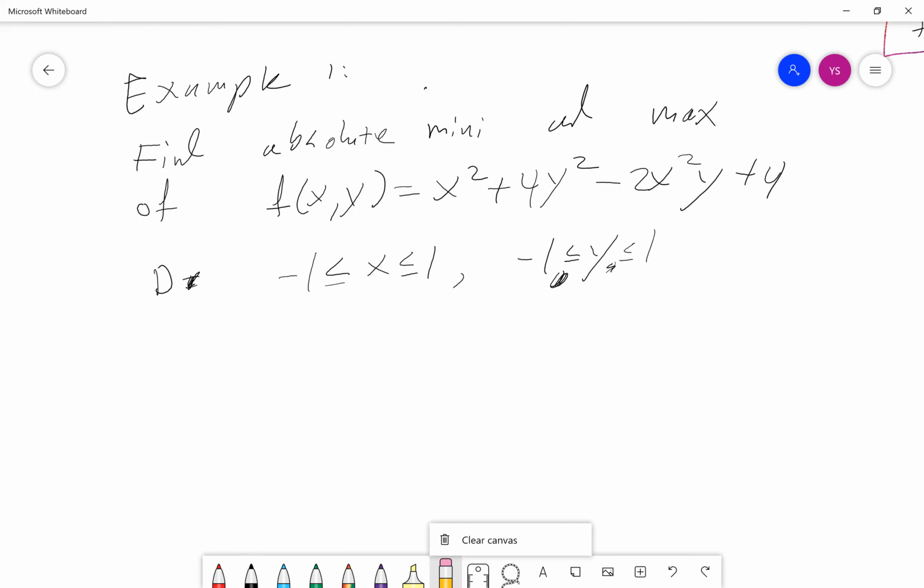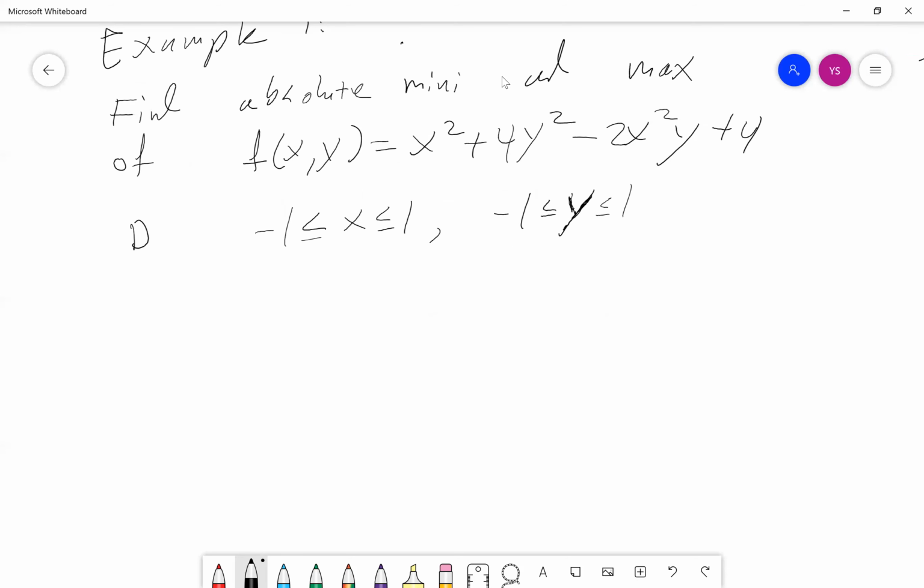In my experience, absolute minimums and maximums are harder for students than local minimums and maximums, especially when it comes to the boundaries. Some people have a problem with the boundaries. So I would recommend to try to understand what's going on. It's not crazy complicated, and to draw a lot of pictures. So let's draw our first picture, which is our domain.